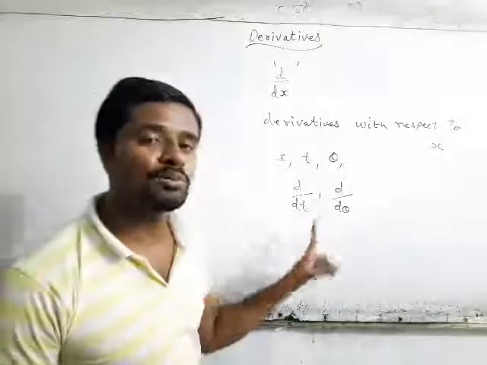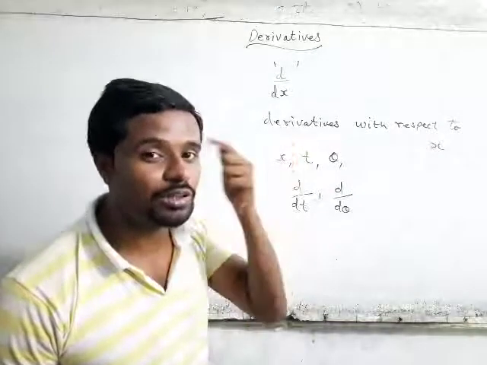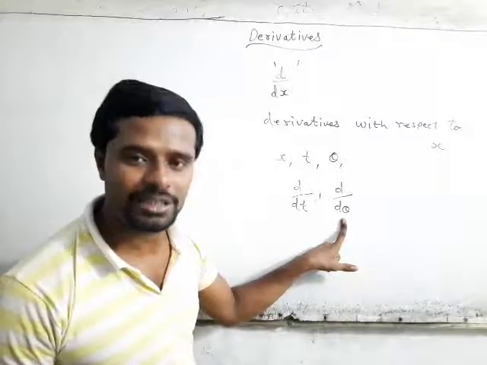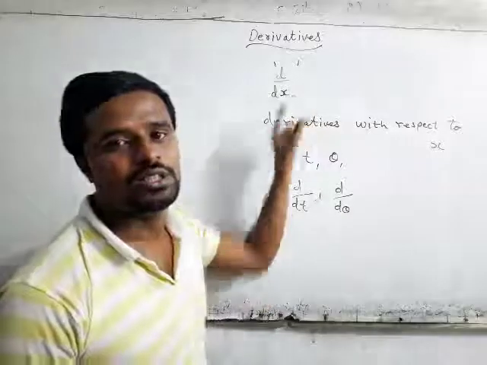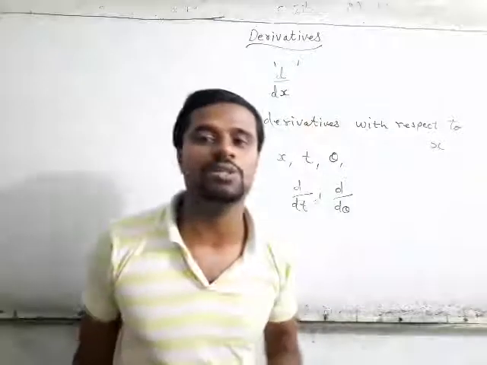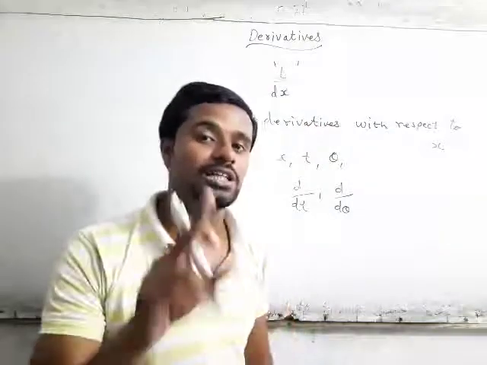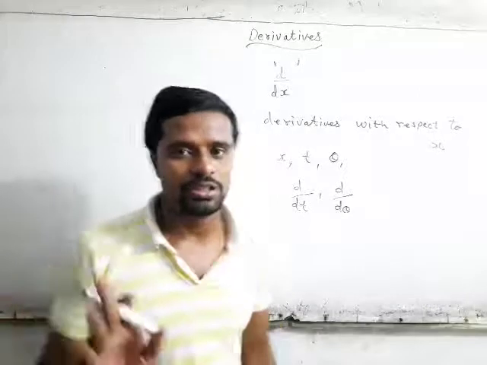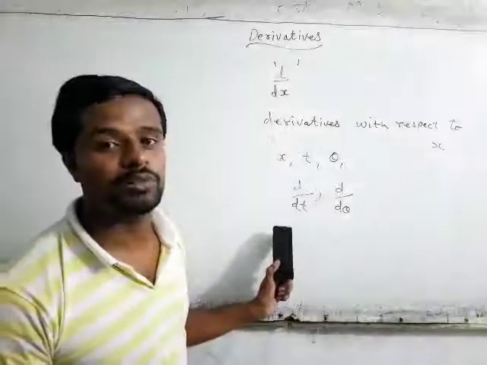So we have to observe this command and read it in our mind, because while writing we will write d by dt, d by d theta, d by dx. Wherever we observe d by dx, it means we have to obtain derivatives with respect to x. Understood? This is the most important part of the command for derivatives.